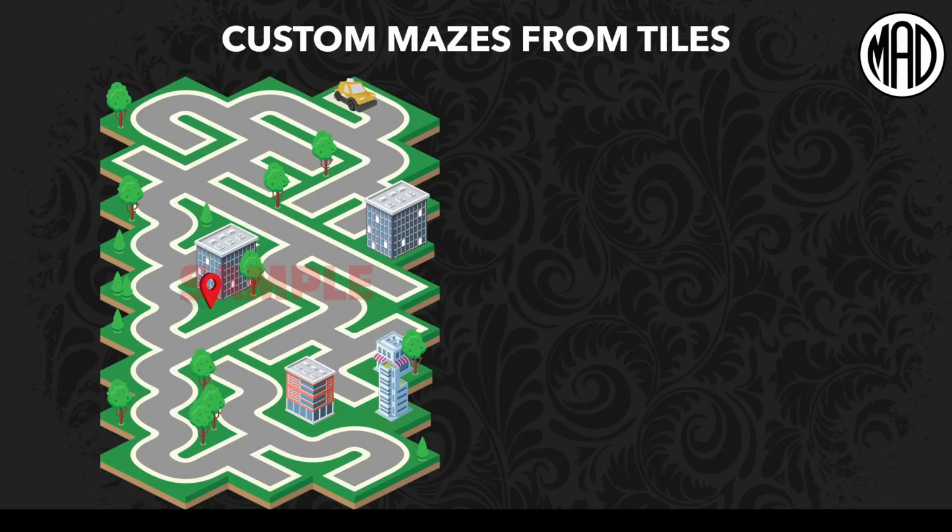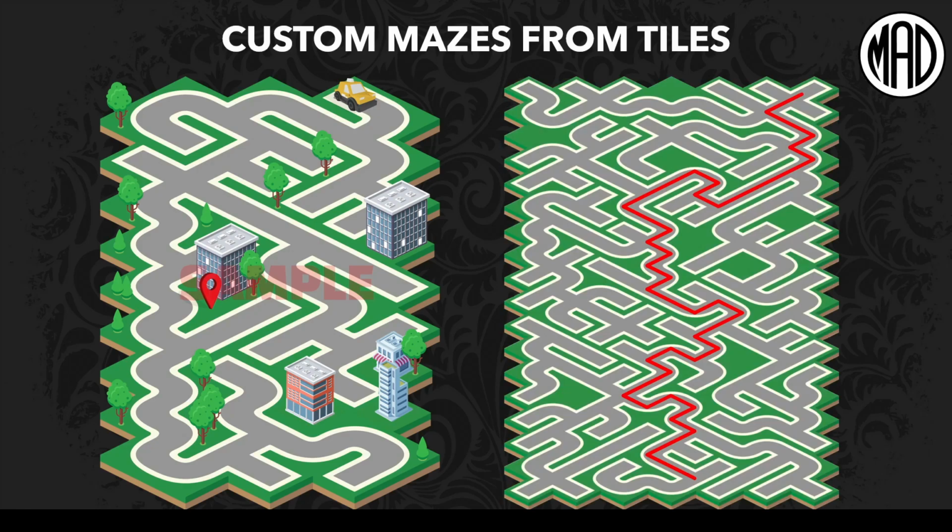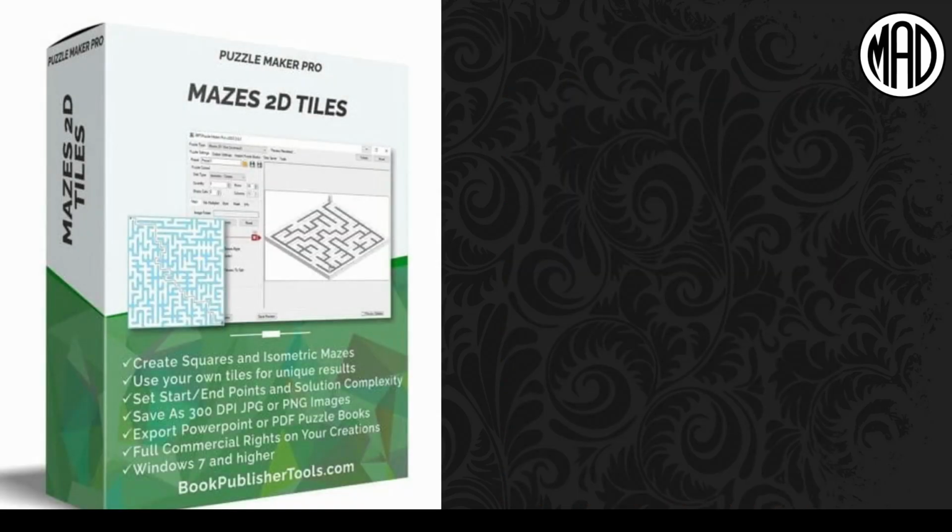These mazes are also created with the same tool, and that tool is part of the Puzzle Maker Pro and it's called Mazes 2D Tiles. As you can see now on the image, it has ability to create squares and isometric mazes. You are using your own tiles for unique results, so you need to have your own set of tiles in order for this software to work.